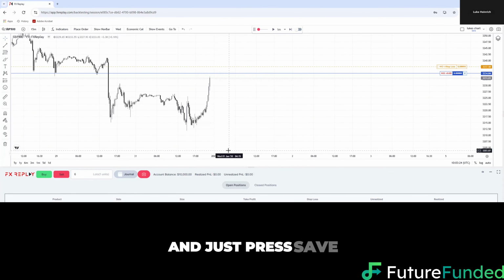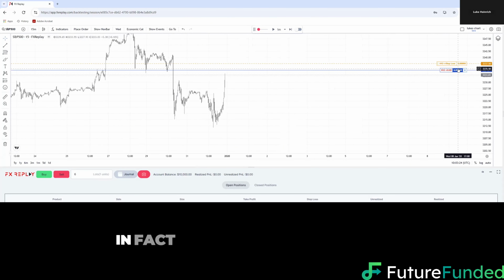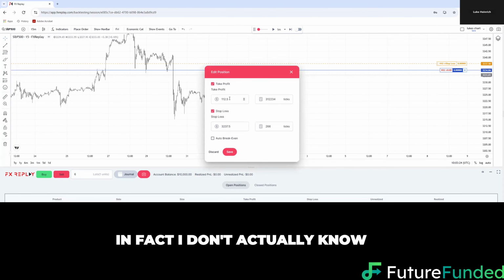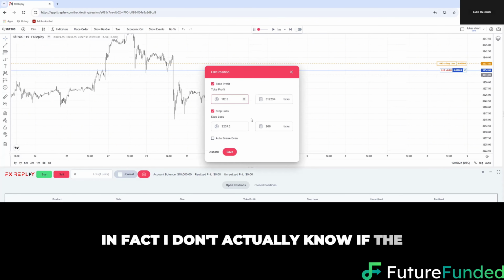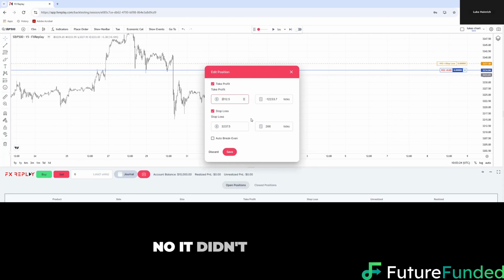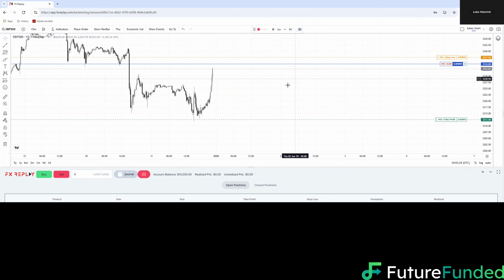And just press save. That's all you need to do. All right. In fact, I don't actually know if that's worked. No, it didn't. In fact, I don't actually know if the TP got put in there. No, it didn't. So put 3212.50. There you go. Worked the second time, not the first.